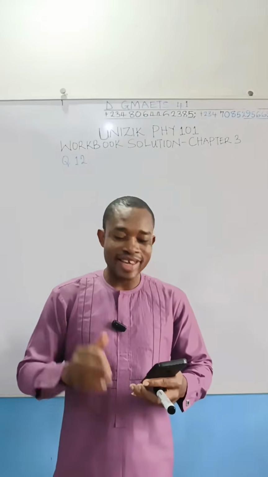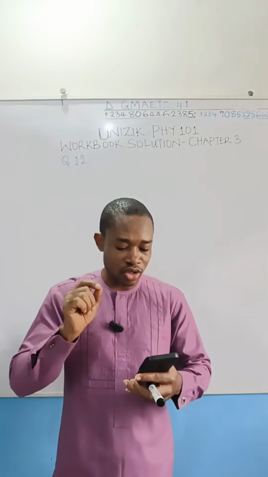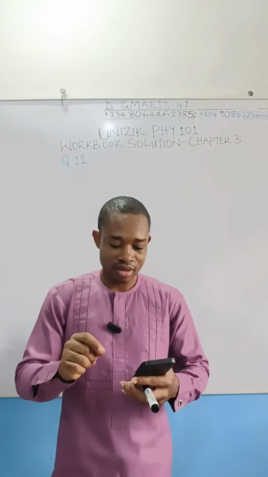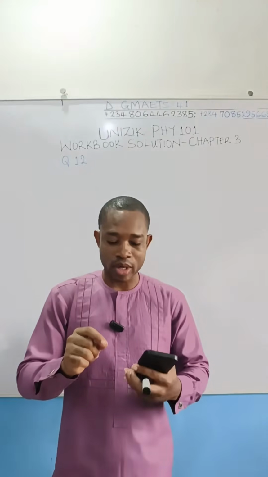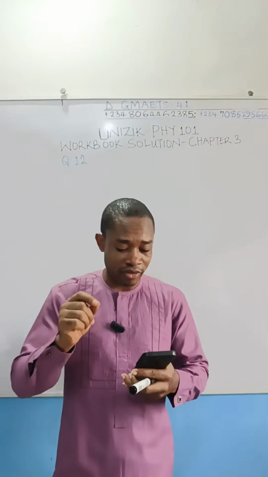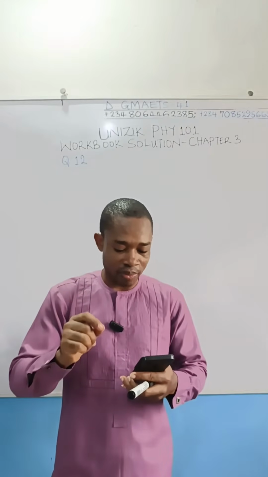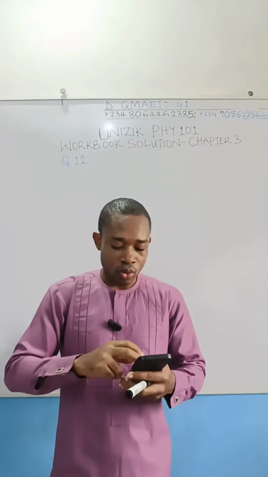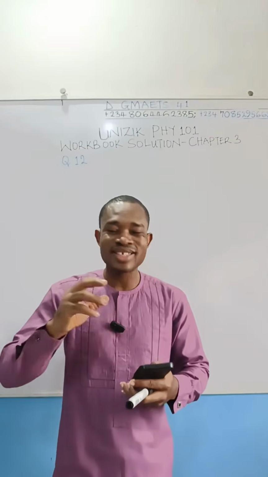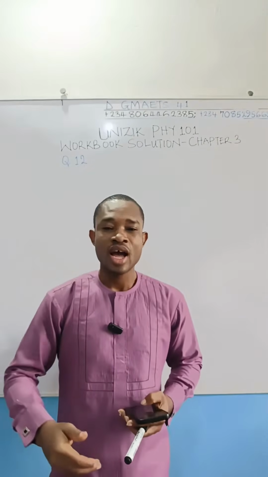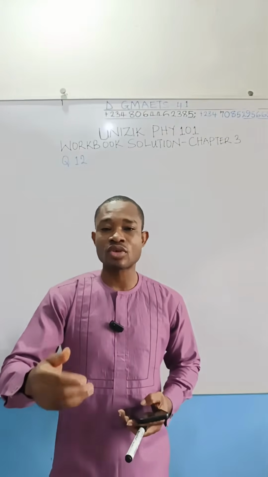Question number 12 reads, a car accelerates uniformly from rest at the rate of 5 meters per square second. How far will the car travel in the 7th complete second?